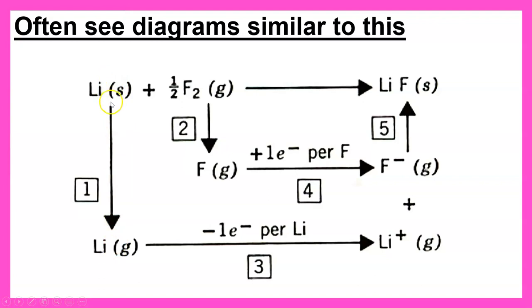This arrow going down here is lithium, solid to gas. That's my sublimation, and that takes energy. Going from a neutral lithium atom, losing an electron, that's my ionization. Here, this arrow is trying to show you taking your fluorine gas, diatomic gas, and breaking that bond. That's that bond dissociation energy. Over here, this arrow is trying to show you gaining your electron. That's the electron affinity.